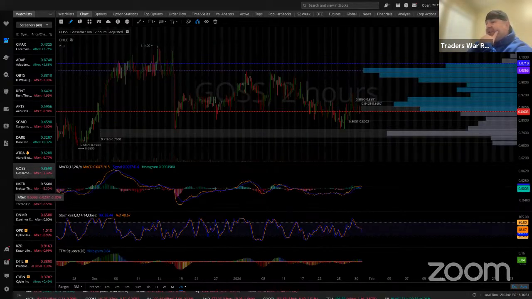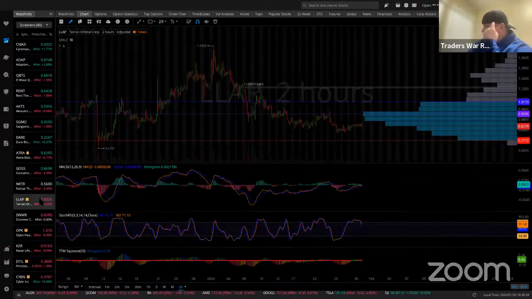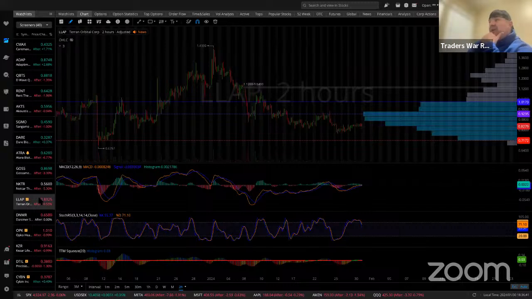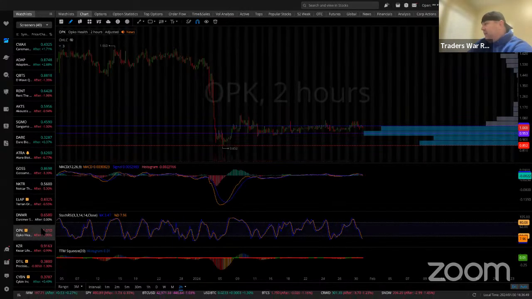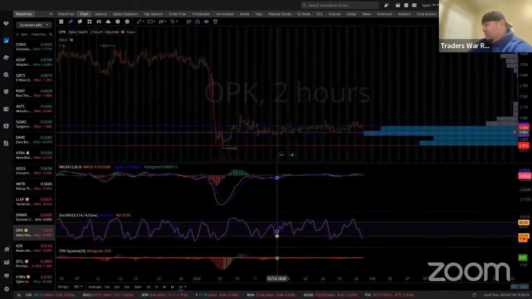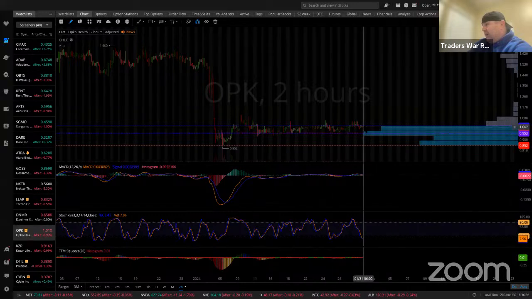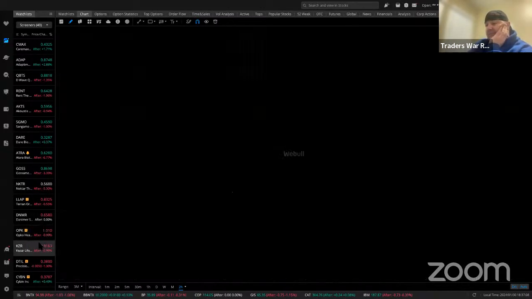Goss, yeah. NKTR, yeah. LAP, looks like this one's failing. DNMR, failing. OPK, this one's interesting. Might be able to get a nice little push. We're consolidating on an upswing. Typically, if it gets some sort of catalyst behind it, this thing likes to move quick. It's been a penny stock darling for a minute. So keep your eye on OPK.